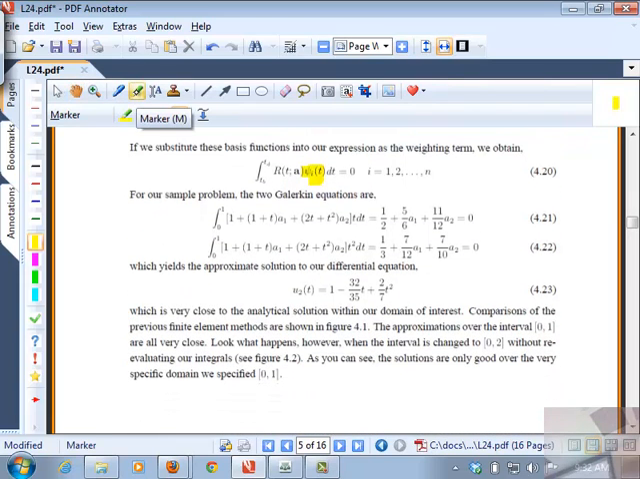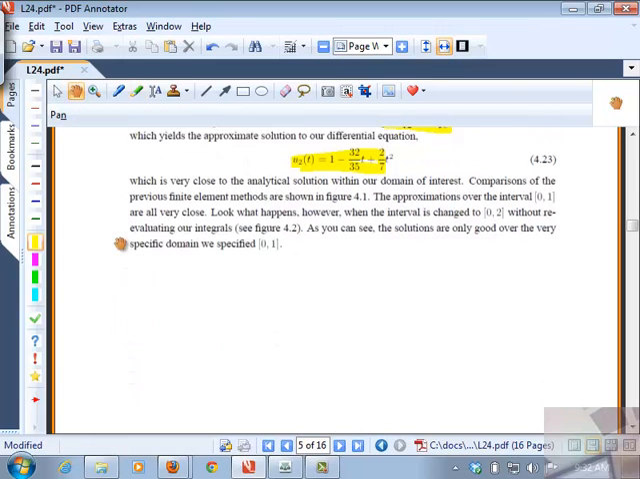And once again, you get two equations, okay, and you can solve them to get yet another approximation by the Galerkin method. And the figure that compares all these methods is the impressive one here.